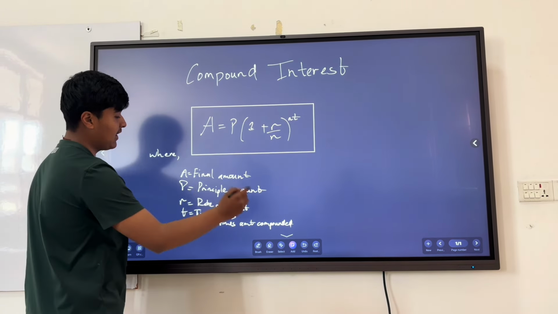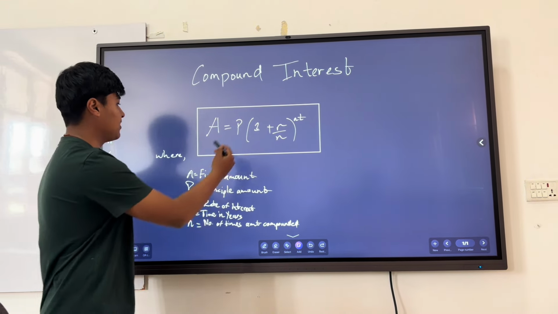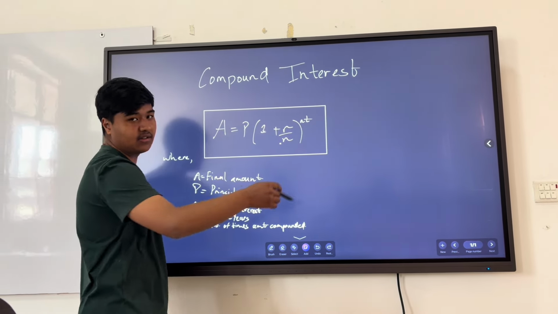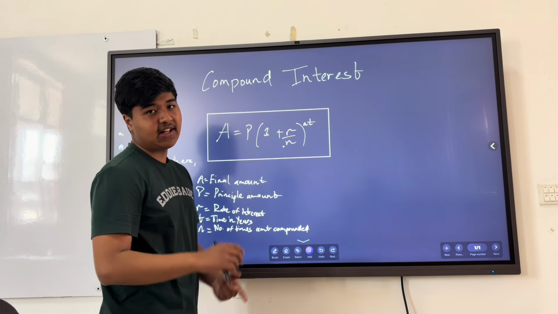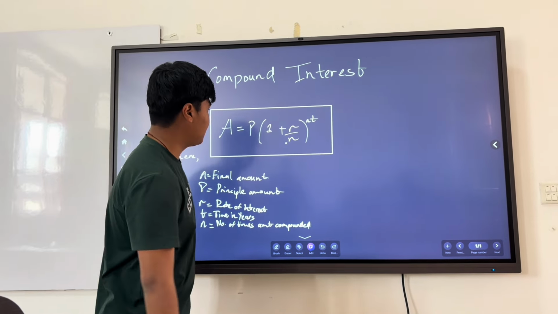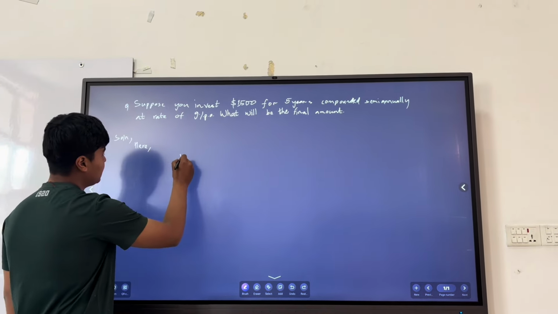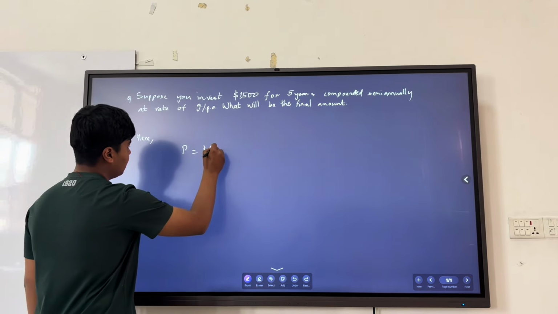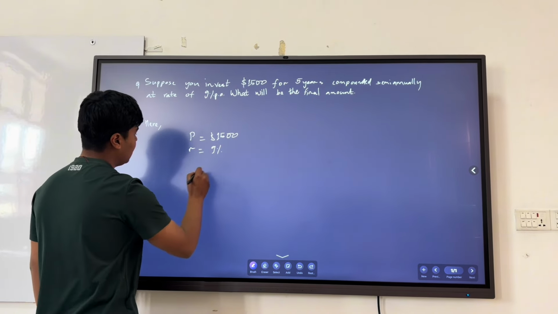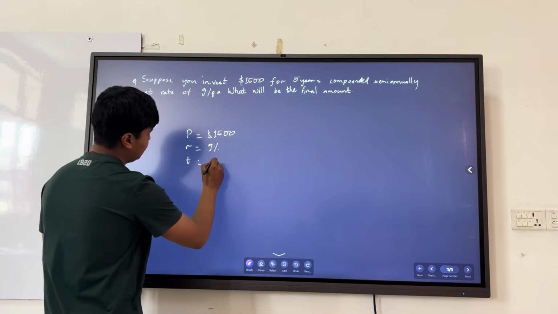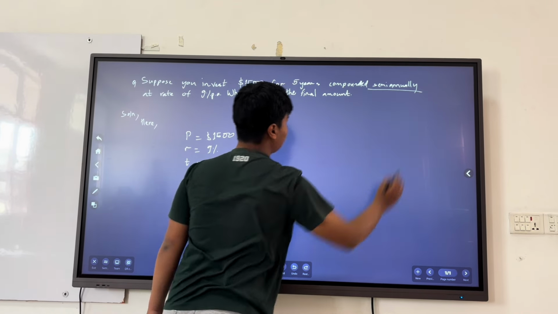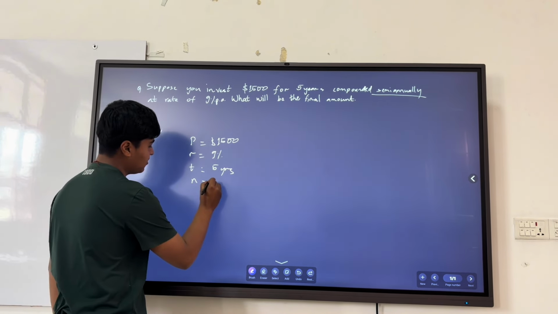P is the principal you are willing to invest, and R is the rate of interest, and N is the number of times the interest is compounded. It can be annually, semi-annually, or quarterly basis. So here the given amount, that is principal, is $1,500. Rate of interest R is 9%, and the time you will invest it is 5 years. But the question has said compounded semi-annually, so here we take N equals 2.